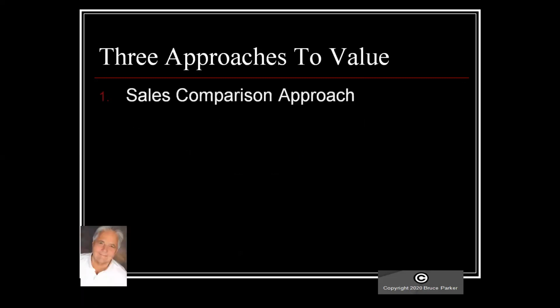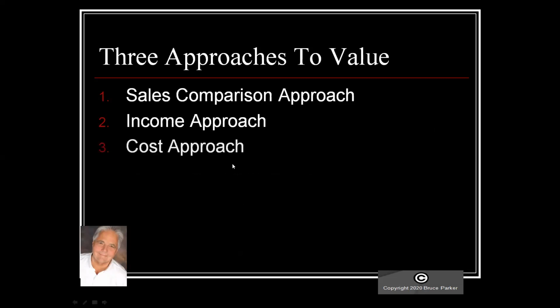The three approaches to value are the sales comparison approach, and that uses the principle of substitution. Something is only worth what another thing can be substituted in its place for. Number two is the income approach, and that's what is the value of a stream of income. And the third one is the cost approach. And the cost approach is what it's going to cost you to reconstruct that building plus the value of the land. All right, so those are the three methods that we're going to use.